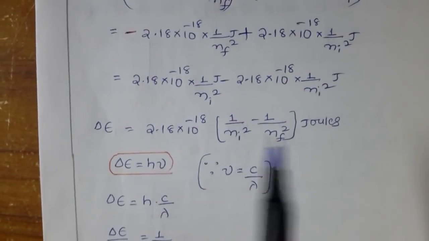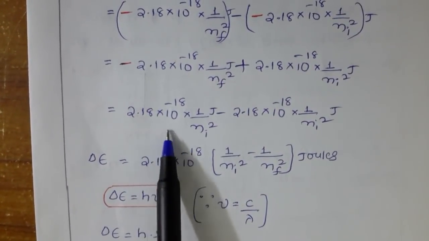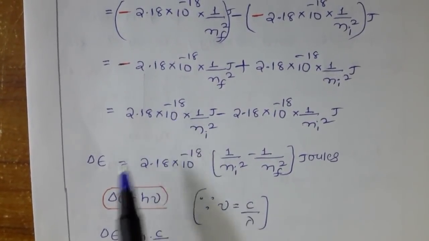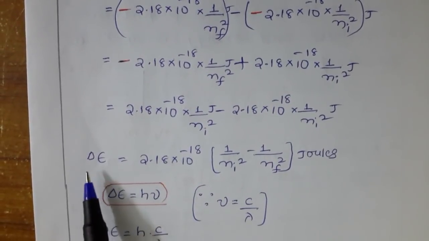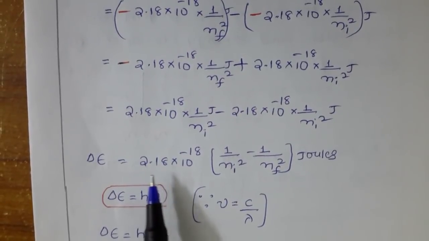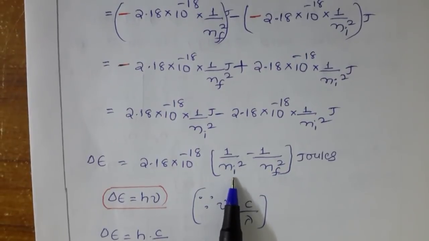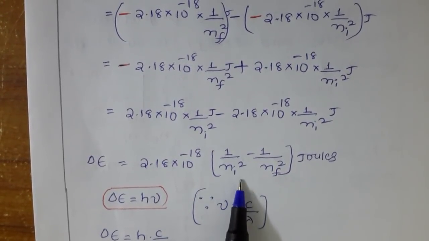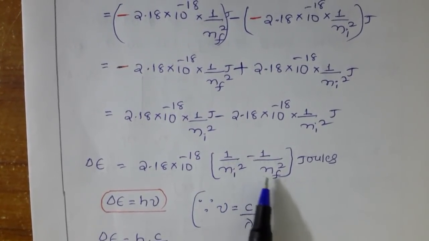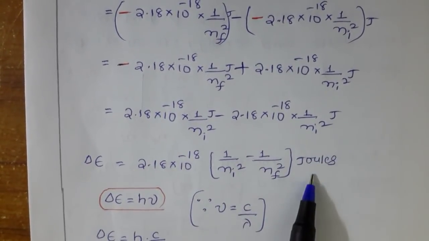Now if you go for simplification, what happened here? 2.18 into 10 to the power of minus 18 is common, isn't it? So now take the common here. Delta E equal to 2.18 into 10 to the power of minus 18 into 1 by n initial square minus 1 by n final square in joules, because the units are joules. So joules is also common.